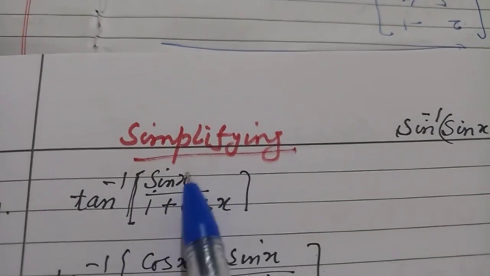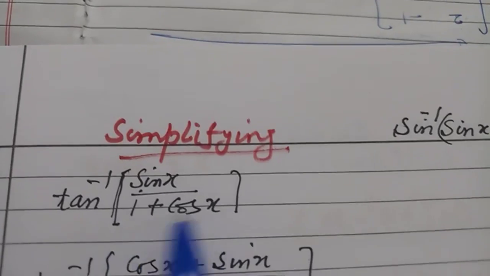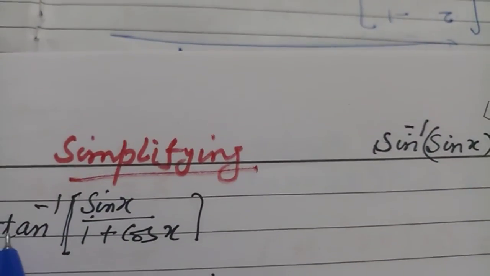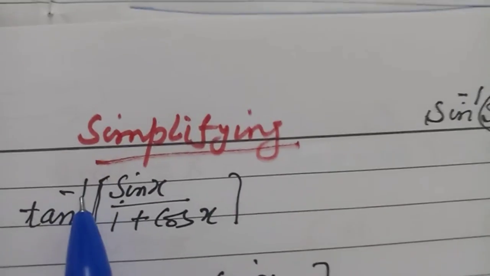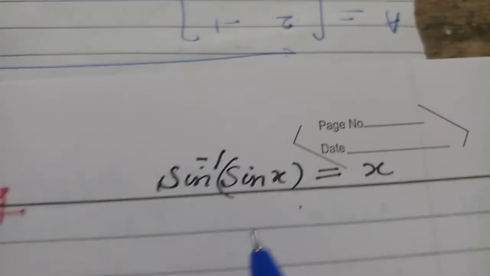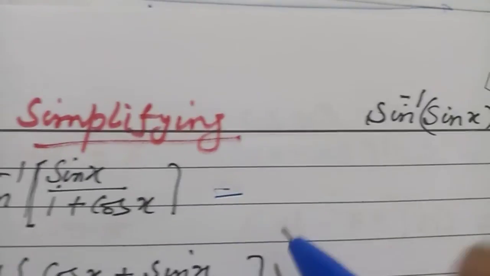For this we should know the trigonometrical identities, and we should know the substitution. So this question can be easily handled. To simplify this, our target is that only tan inverse remains outside, so we have to convert the whole expression into a tan. Just like this one. What is sin inverse of sin x? The answer is simply x. So let's start.